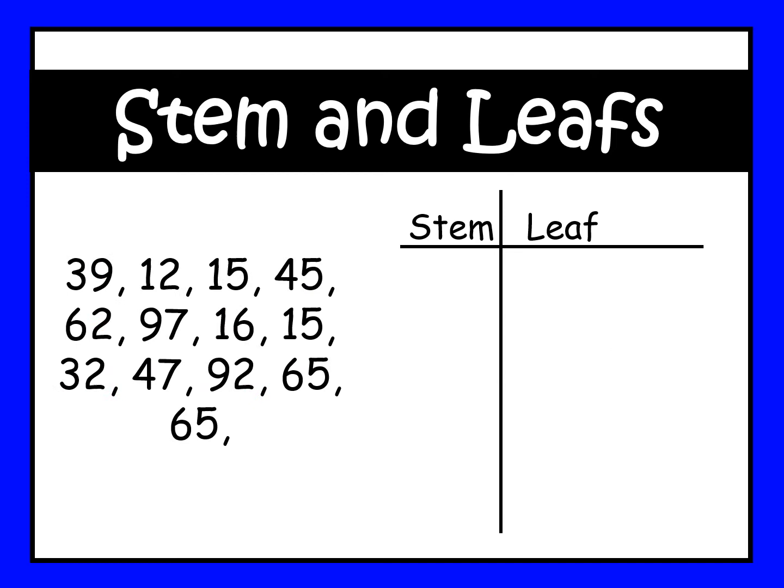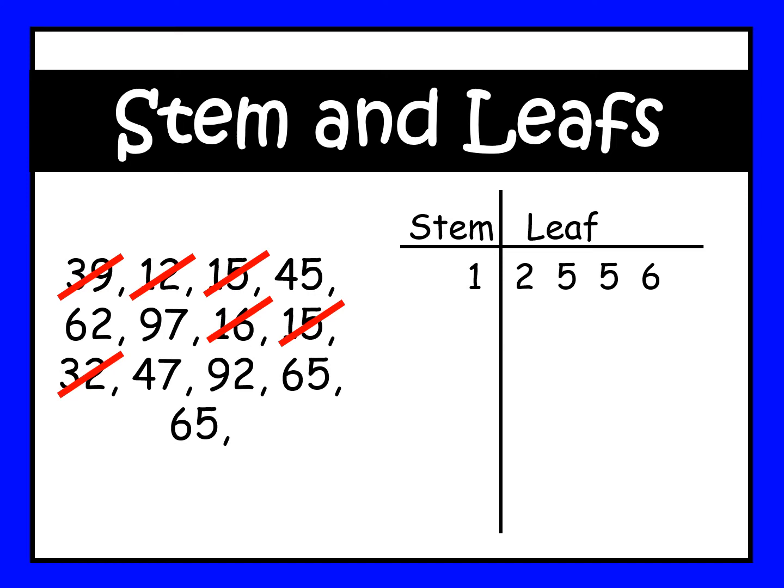Okay, so I'm going to take this set of data and transfer it to my stem and leaf. Let me find my smallest numbers. My smallest numbers are 12, 15, 15, and 16. I'm going to transfer them to my stem and leaf. Remember, they have to be in order from least to greatest. So I have 12, 15, 15 because I have two 15s, and 16. Let's see, do I have any 20s? I don't. Do I have 30s? Yes, I have 39, 32.